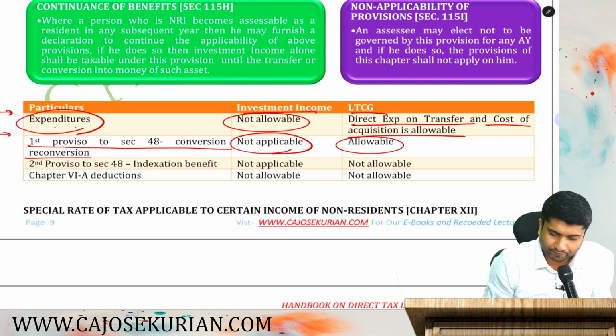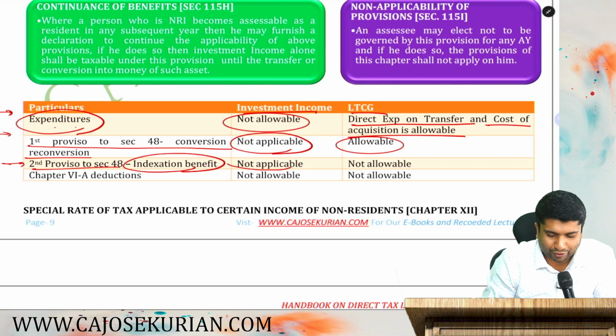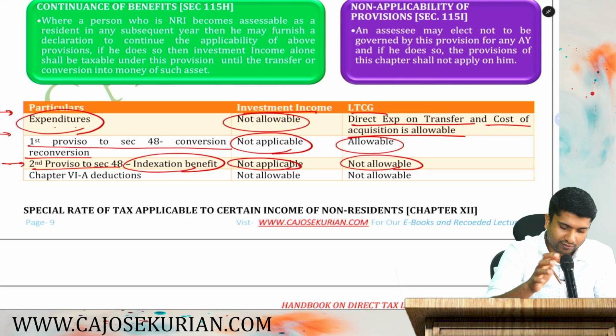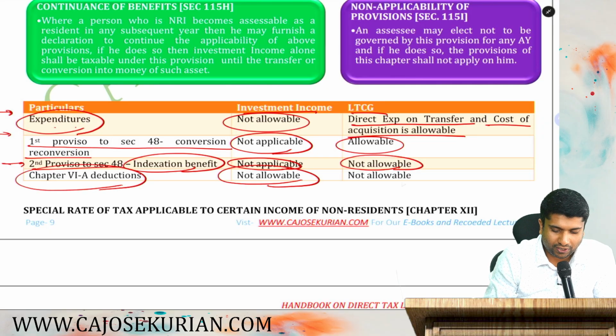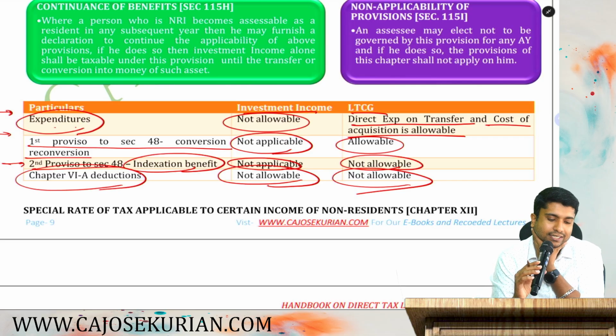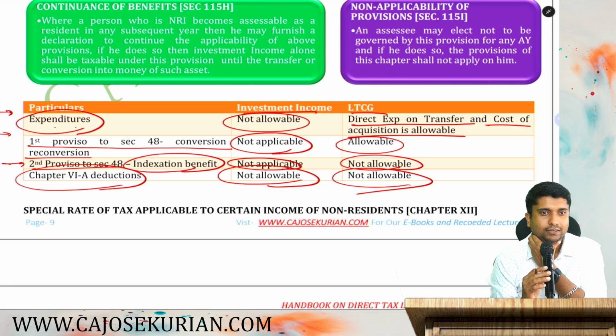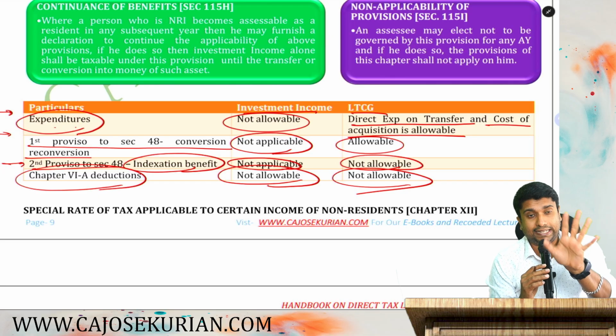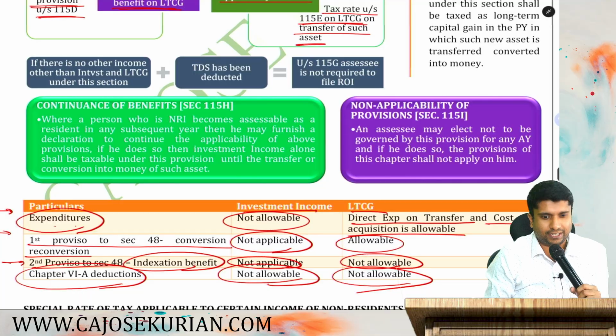Are you with me? Then, second proviso to section 48, indexation. For investment income, it's not applicable. For long-term capital gain, not allowable. Chapter 6A deduction, not allowable, not allowable. Are you with me? So this is how you should understand section 115D. So it talks about conditions.